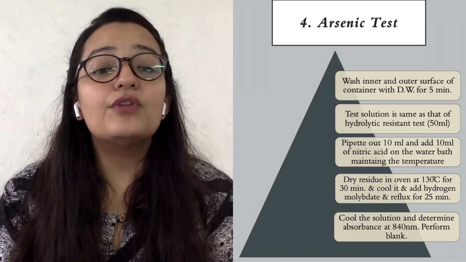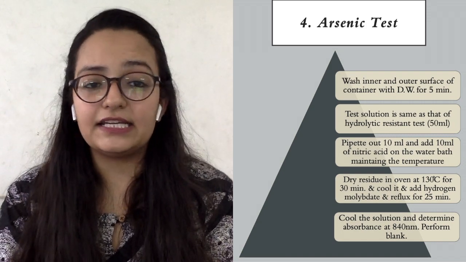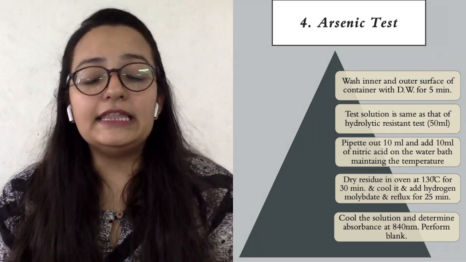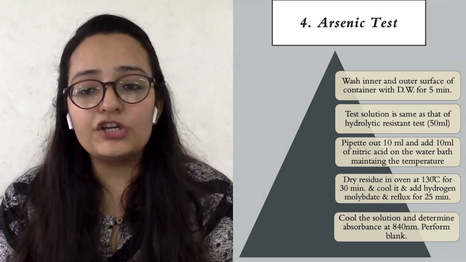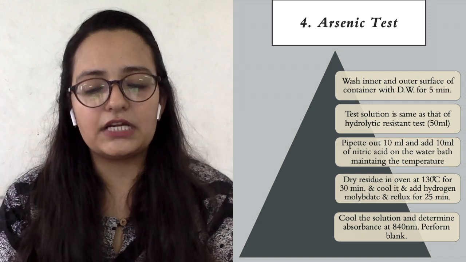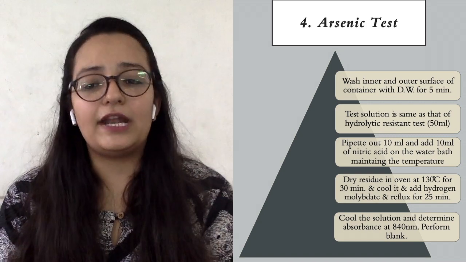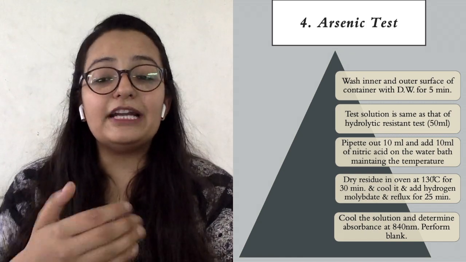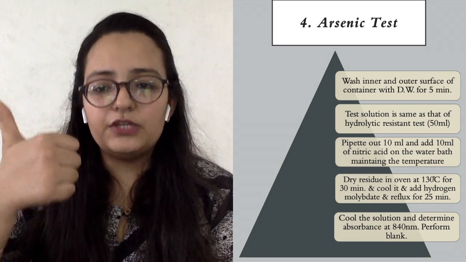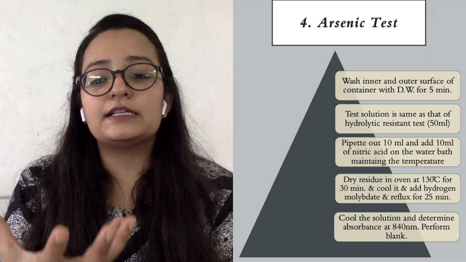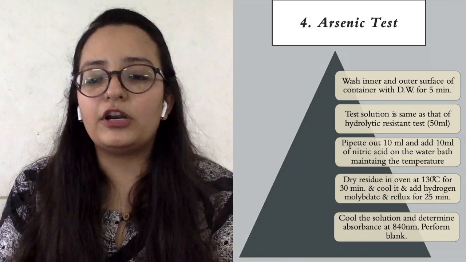Arsenic test. We all know about arsenic. It's a heavy metal, right? So it is very important. In that test, we have to wash the inner and outer surface of the container with distilled water, and the test solution is the same as that of the hydrolytic resistance test. Pipette out 10 ml of that solution and add 10 ml of nitric acid. The mixture is maintained on the water bath.